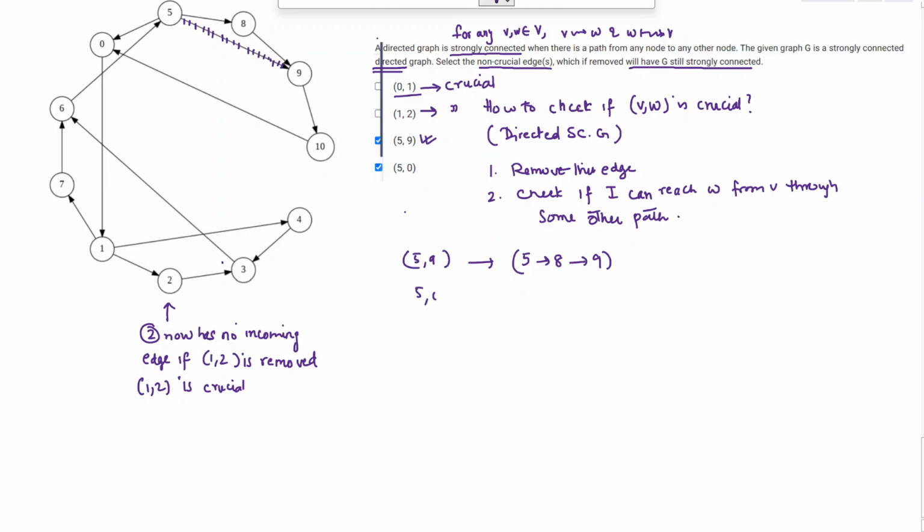Similarly, let's look at 5 comma 0. If I remove 5 comma 0, I can still reach from 5 to 0 through 5 to 8 to 9 to 10 and then 0, right? This is again a path. So that means I can still reach from 5 to 0, which means this is also a non-crucial edge. Removing this does not make the graph disconnected, right?